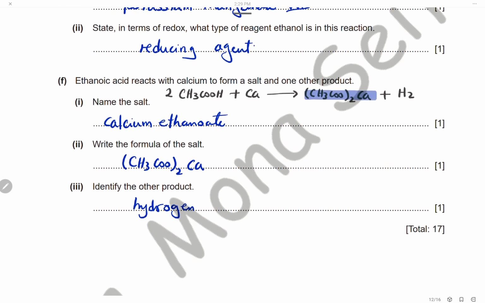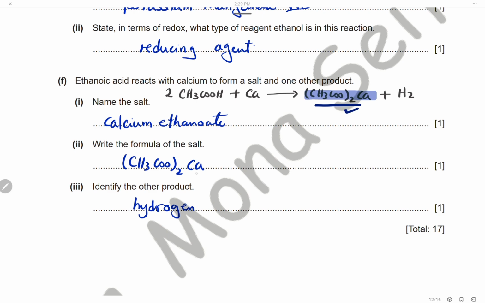Ethanoic acid reacts with calcium to form a salt and one other product. Name the salt formed when ethanoic acid reacts with calcium. Ethanoic acid, like any acid, reacts with metal to produce salt and hydrogen gas. So the salt formed here is calcium ethanoate, as we can see here in the equation.